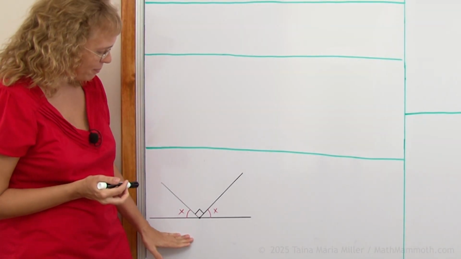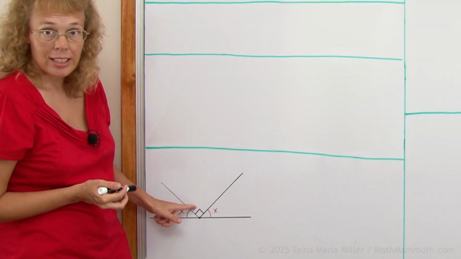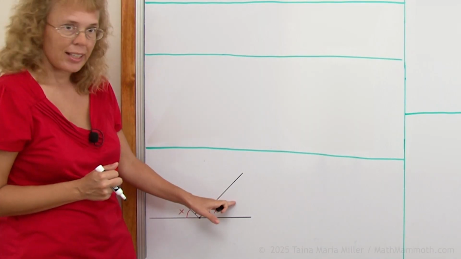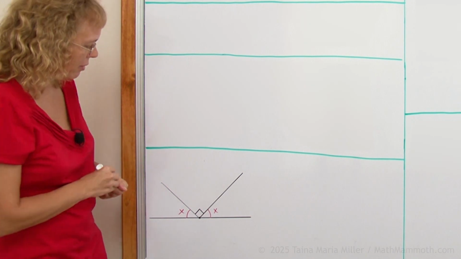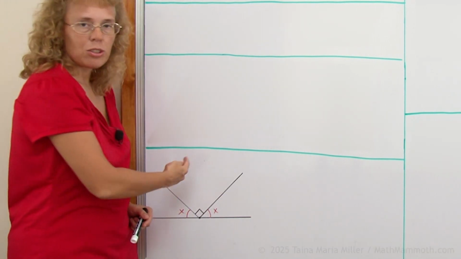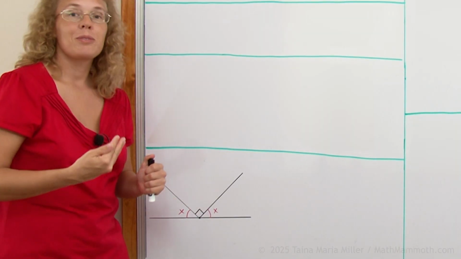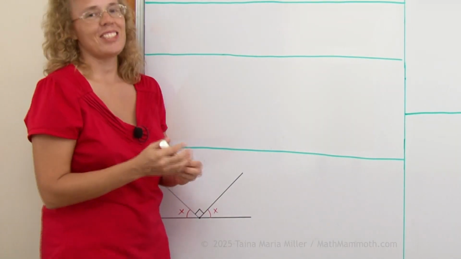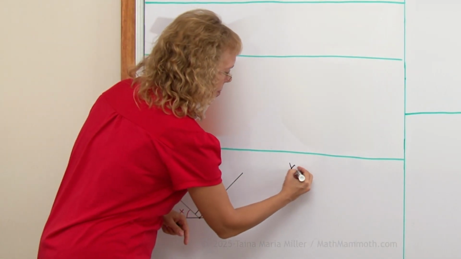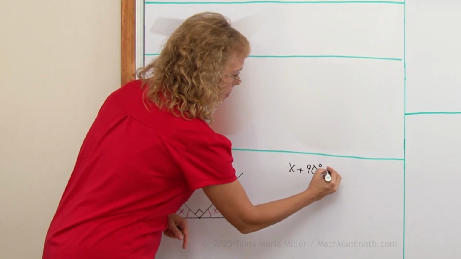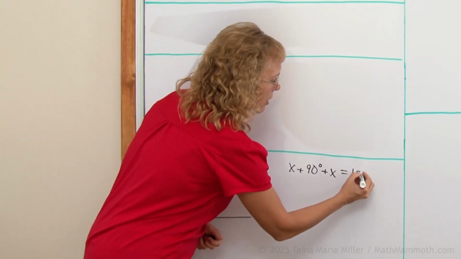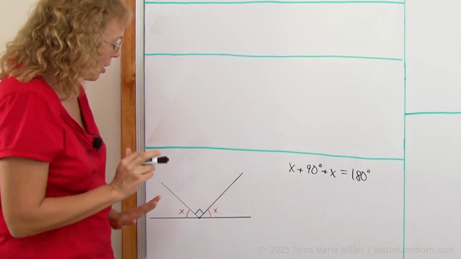Now over here, this angle here is a right angle, okay? It's marked with this square here. Then we have x and x. So let me write an equation. All three angles together now add up to 180 degrees, right? So I would have x plus 90 plus x, right? Because right angle is 90 degrees, and then that is 180 degrees. Okay, you can probably solve this.